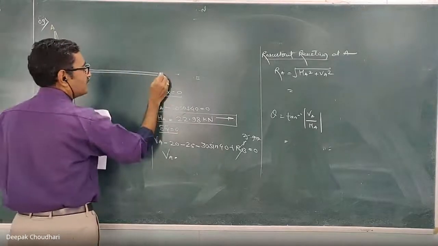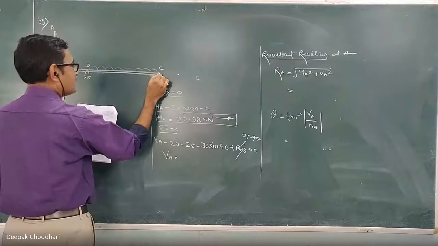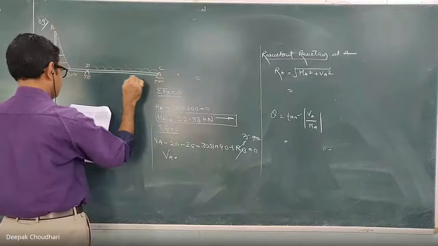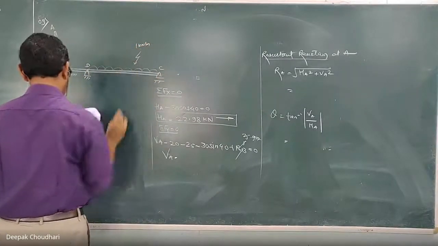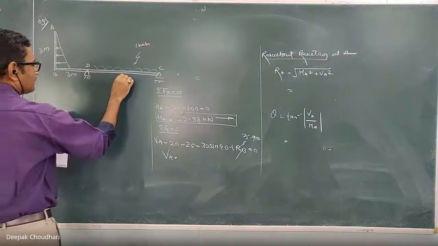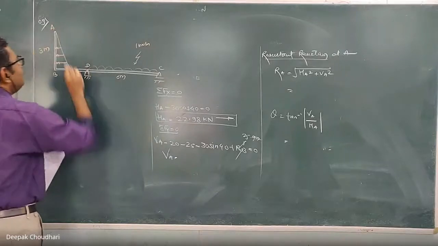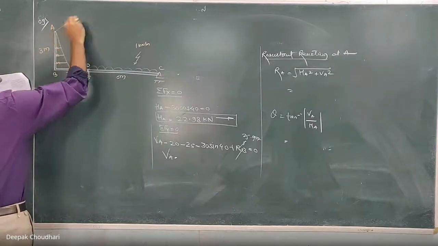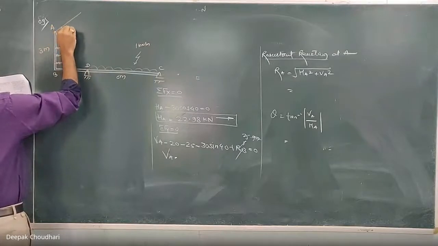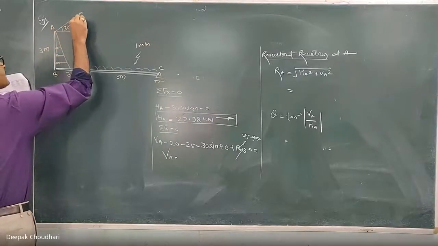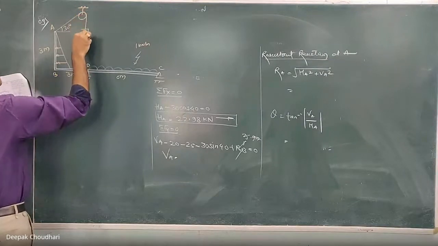Then from D to C, there is a UDL, and at point C, there is a roller. The intensity of this UDL is 1 kilonewton per meter, and this distance is 6 meters. Now at this point A on the L-shaped beam, one string is connected. Listen carefully, it is inclined at an angle of 30 degrees. The other end of the string passes over this pulley, and a weight is suspended.